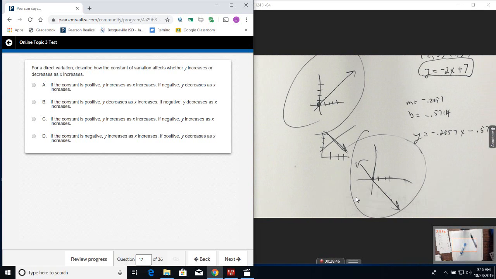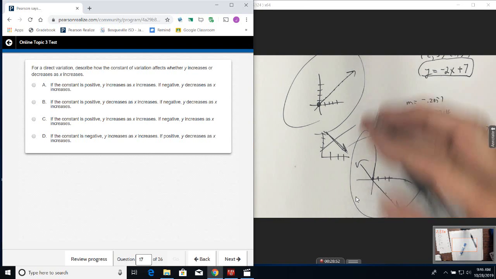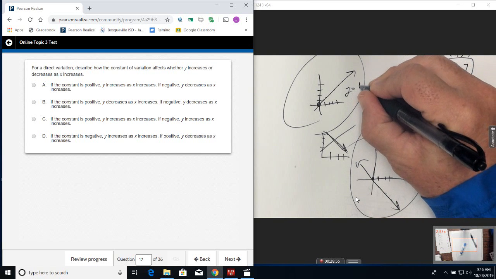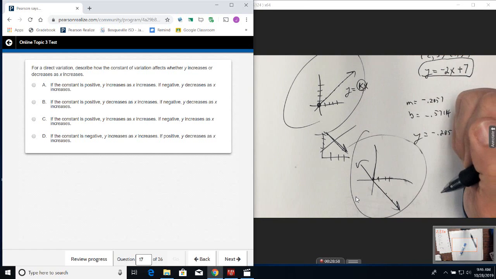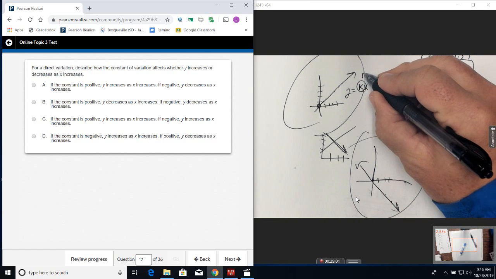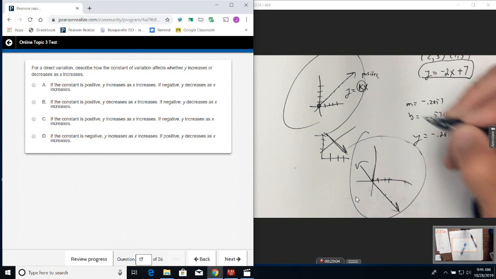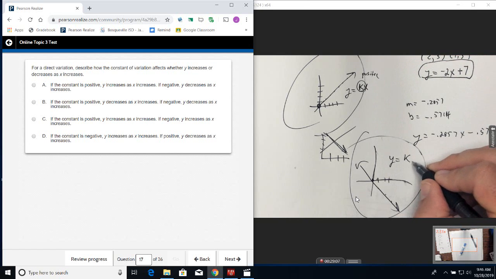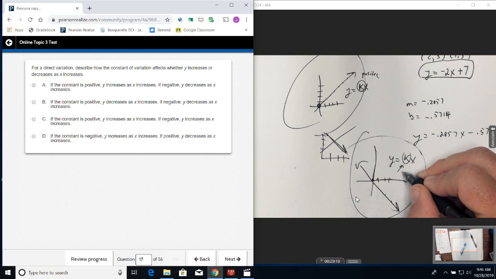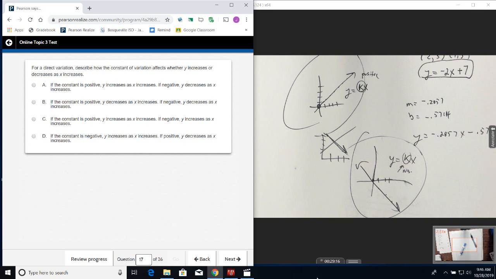Okay, so what am I having to do here? I'm having to describe how the constant of variation affects whether y is increasing or decreasing. So this would be y is equal to some k value times x. And what would k be in this problem? If it's increasing, it would be a positive number. And what is k going to be in this value here? If it's going down, it would be a negative number. So which answer choice says that? If the constant is positive, y increases as x increases. And if it's negative, y decreases as x increases. That would be A. Everybody go with that?